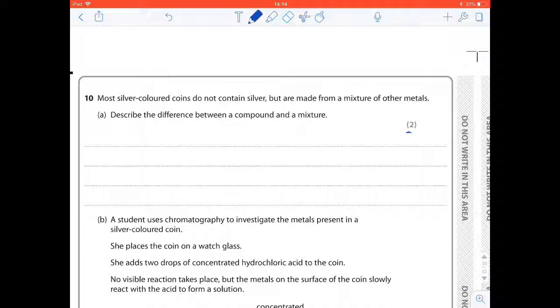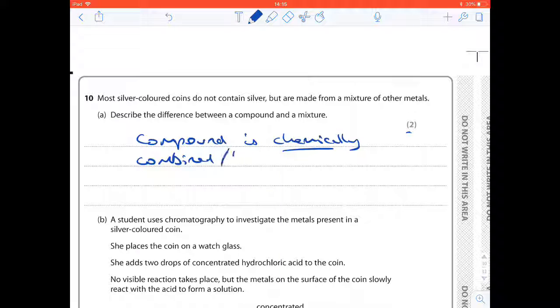The first thing is to say that a compound, which most people identified, is chemically combined, or you might have said bonded, which is absolutely fine. But then the second bit that very few people got was in a fixed ratio.